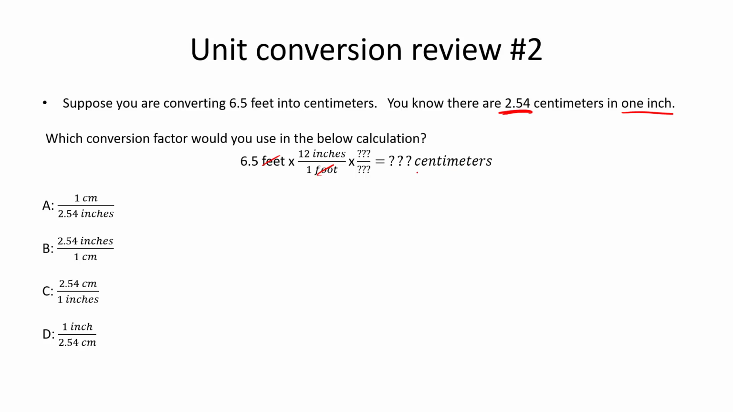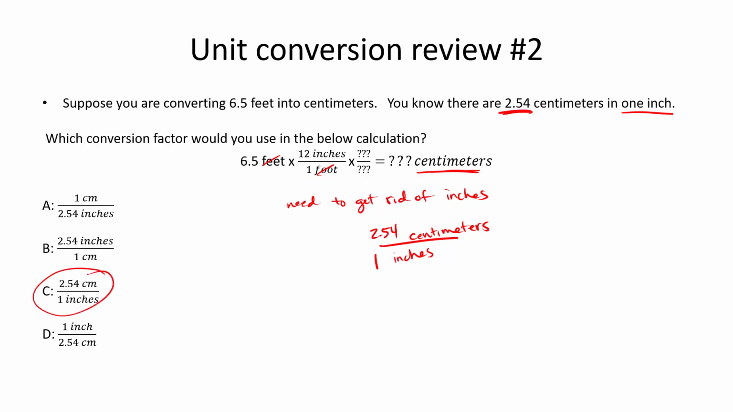All right, so remember, if we want our final answer to be in centimeters, we need to get rid of inches. So that means inches should be on the bottom and centimeters should be on the top, because that way this inches here will cancel out with our inches underneath. And in this case, we know there's 2.54 centimeters per 1 inch. So we should have 2.54 centimeters per 1 inch. Choice C is the correct answer.